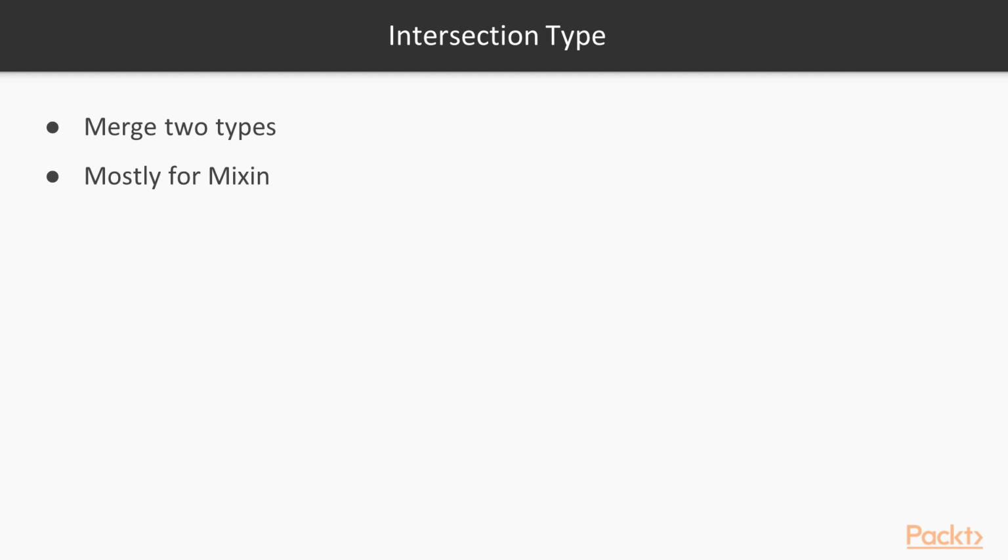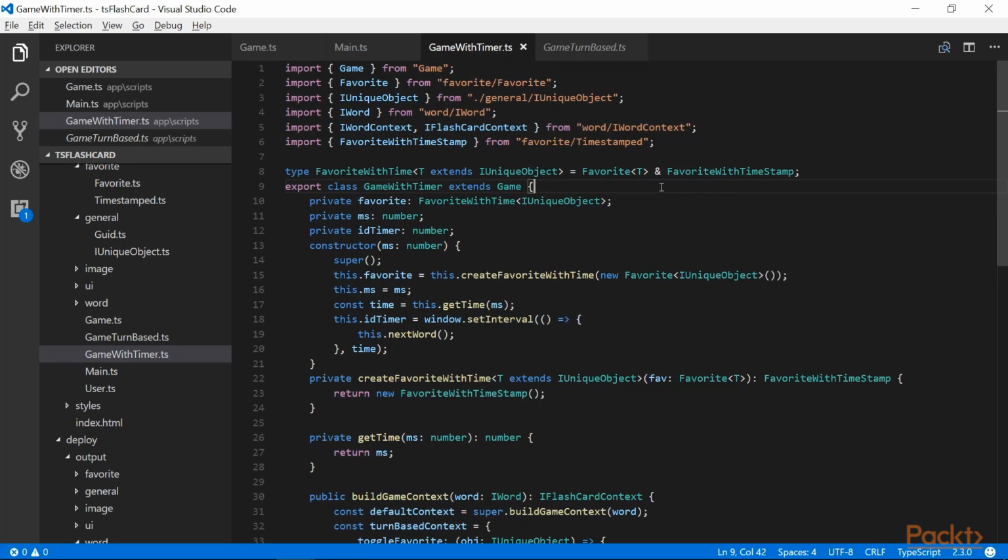The next topic is intersection. It allows to merge two different types in a new one. Intersection is used mostly when mixins come into play, which we saw in the previous section. To use intersection, let's move back to the gameWithTimer.ts file, where we use the mixin. As you can see, at line 8, type FavoriteWithTime is equal to Favorite type and FavoriteWithTimestamp. This combines two types into a single one. The combination of those two types forming a single one is called intersection.